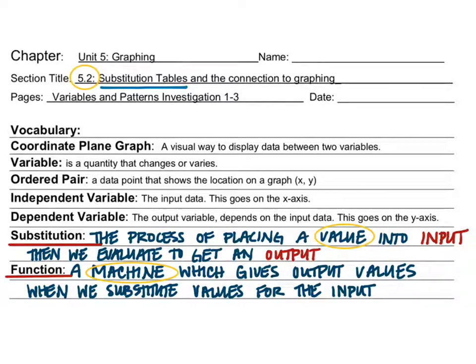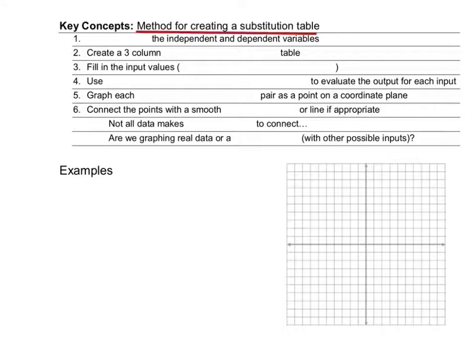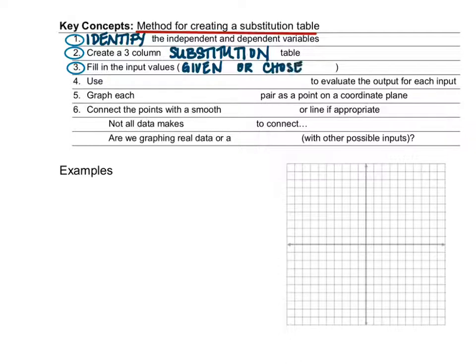So now we're going to take a look at the process and the key concepts. We're looking for a method to create a substitution table. First step, we identify the independent and dependent variables. Second step, we're going to create a 3-column table, a 3-column substitution table. The third step is filling in the input values, and these could be either given to us or chosen for us.